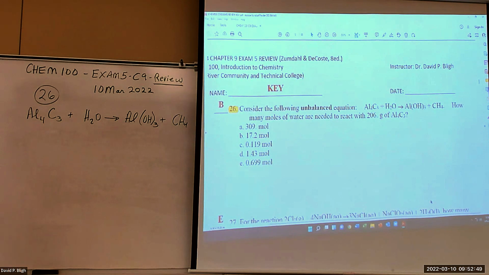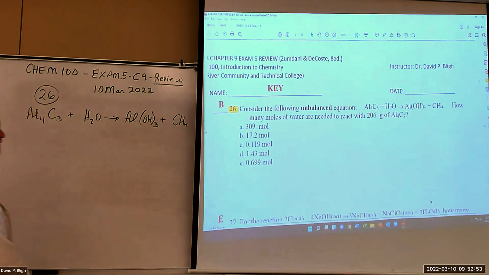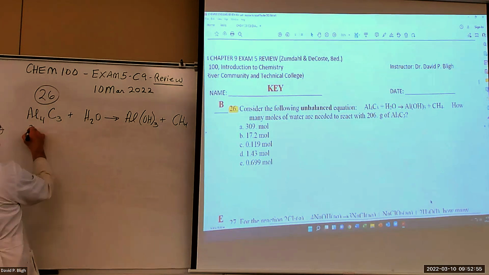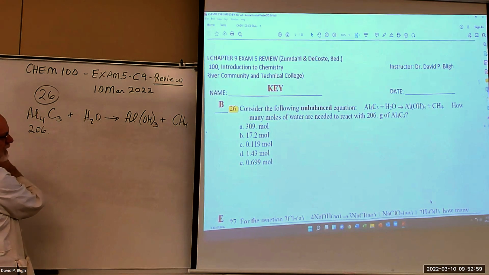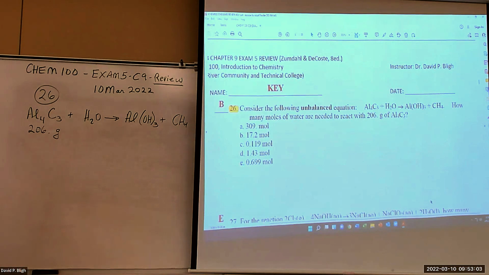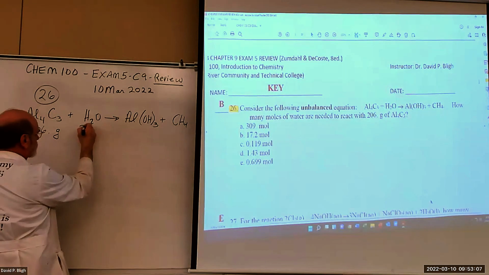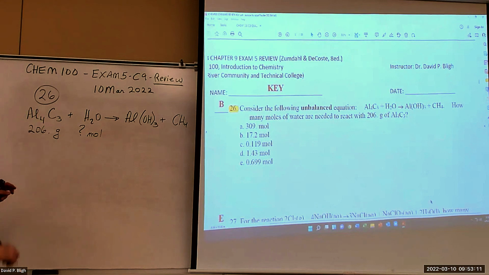Okay, now back to the question. 206 grams of aluminum carbide, and we want to know how many moles of water are needed? Question: moles.